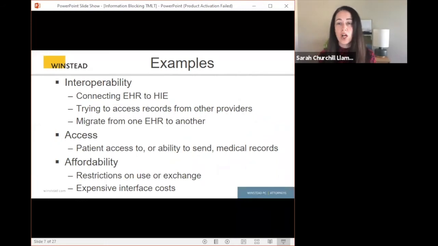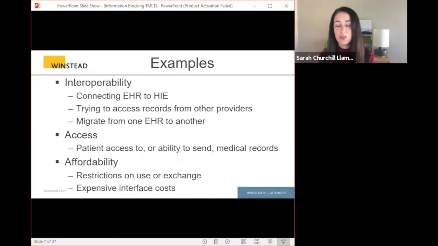So some really broad examples of what we're looking at here. So the first is interoperability. So examples are connecting an EHR to an HIE, trying to access records from other providers, trying to migrate from one EHR to another for any number of reasons, even if you just don't like the EHR that you have and you want to upgrade to a different EHR. It has traditionally been very, very difficult to be able to extract the data, map the data, and migrate that data into another system.